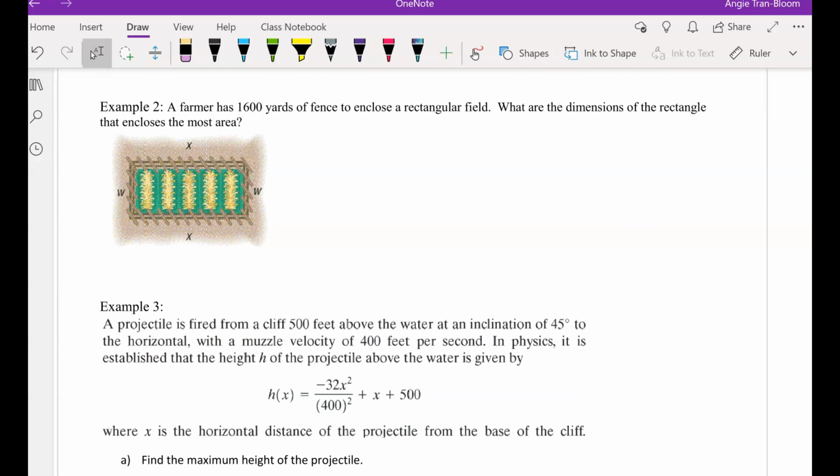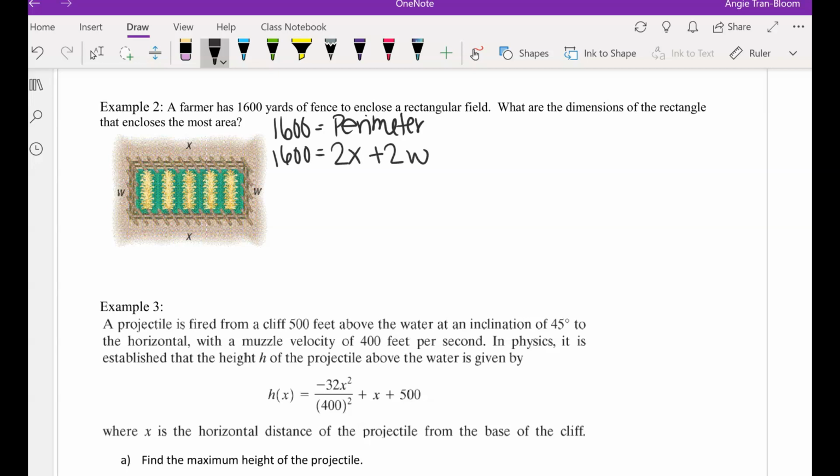Example: a farmer has 1,600 yards of fence to enclose a rectangular field. What are the dimensions of the rectangle that encloses the most area? Again, this is optimizing. 1,600 yards. What do we use that for? That is perimeter. Perfect. So let's write that. 1,600 is perimeter. What's the formula for perimeter if it's a rectangular field? Two x's plus two w's.